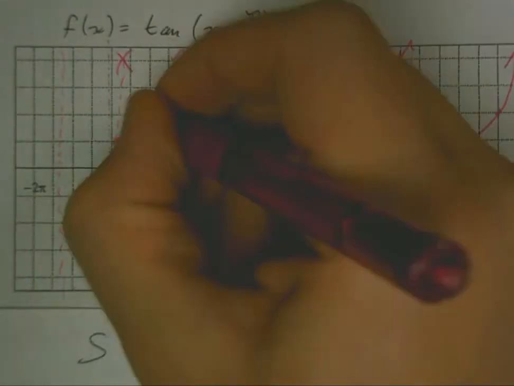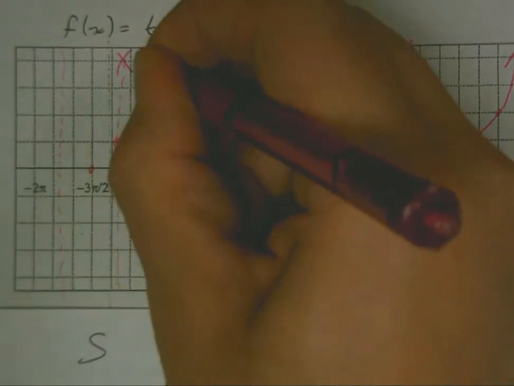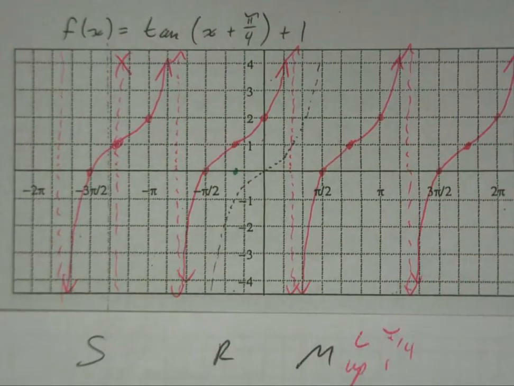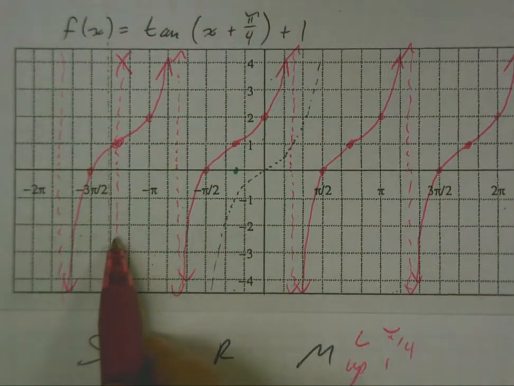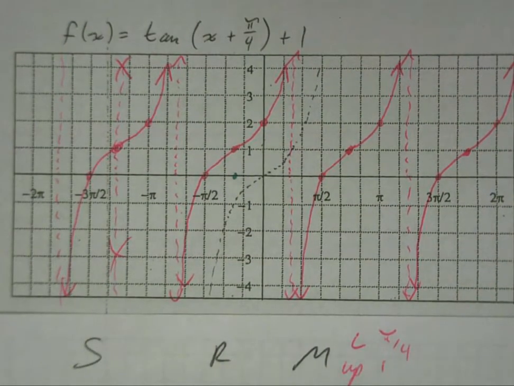It should have been 0. Okay, so there would be your graph. Like I said, ignore this asymptote. I apologize. It should not be there. I messed up. I done goofed.